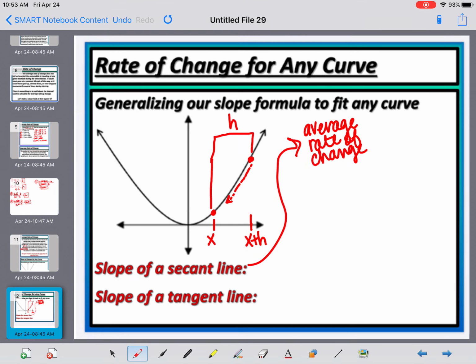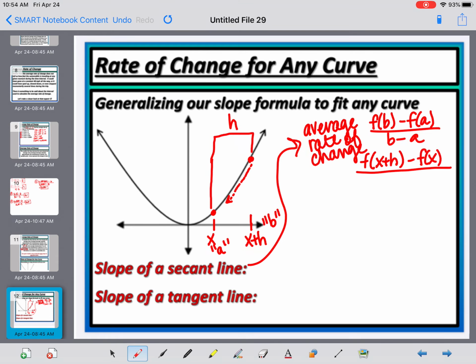And we had that more mature and formal formula. We had f of b minus f of a over b minus a. You could also see f of x plus h, because this would represent our b point, and this would represent our a point, minus f of x over x plus h minus x.